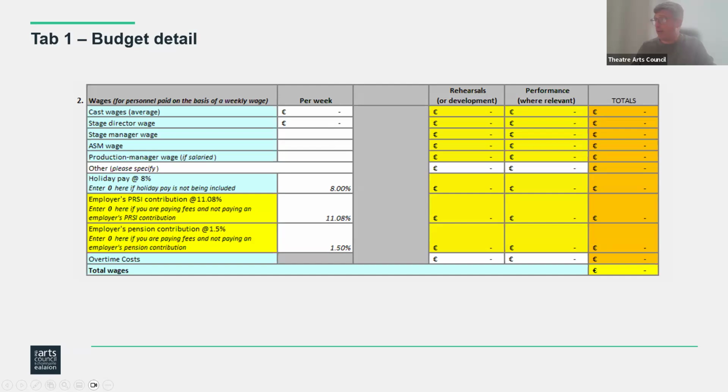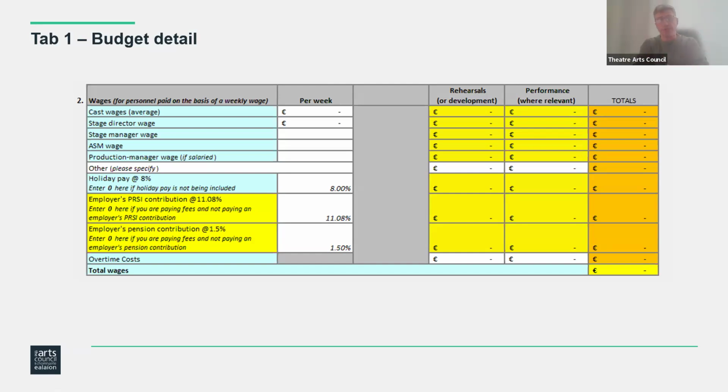And then there's your rehearsal or development costs here, which will automatically calculate based on the numbers section above. Same with the performance, and then that all totals out in that orange column there. So those yellow cells are where the figures are automatically calculated.